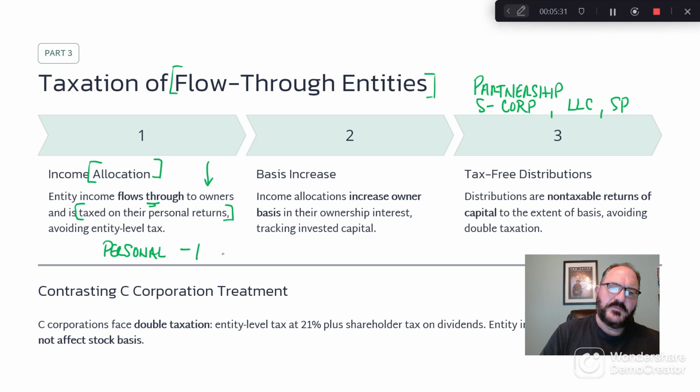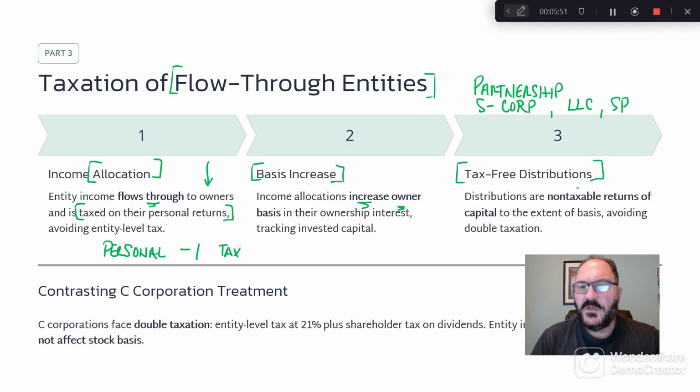So, one tax. Now, basis. Basis is the amount of investment you have. Owners can increase ownership basis, and they track how much money they invested in capital. They can take tax-free distributions. Distributions are non-taxable returns of capital to the extent of basis. So if you've put money in, you could take money out later on. As long as you have money invested, it's not taxed. It's just returning the money to you.